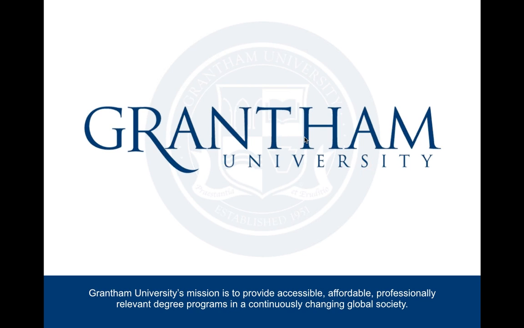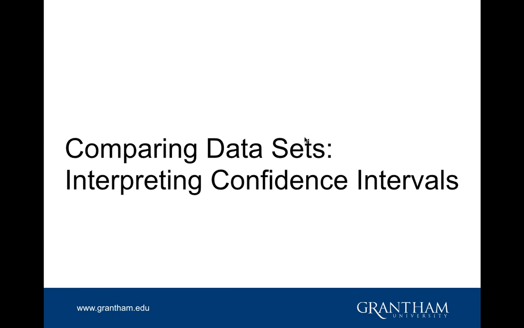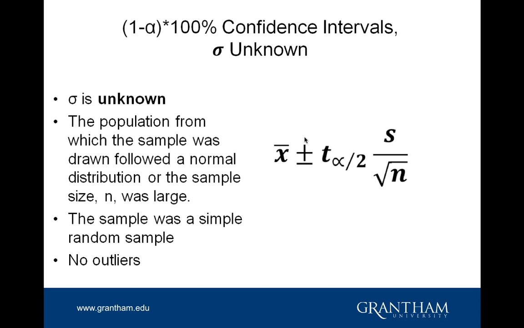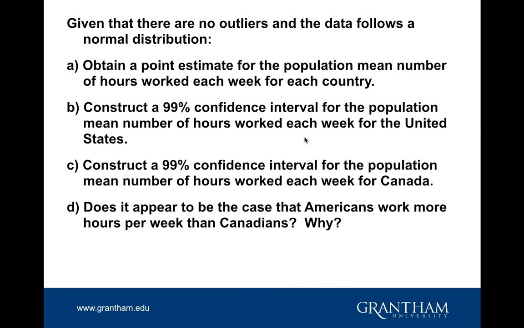Okay, so we're going to carry on today. Today we're talking about comparing data sets and in particular interpreting confidence intervals. Last webinar, we talked about how to develop confidence intervals using Microsoft Excel. We spoke about 1 minus alpha times 100% confidence intervals when the population standard deviation was not known and when it was known. Oh, there's a typo on this. When it was known and when it was not known.